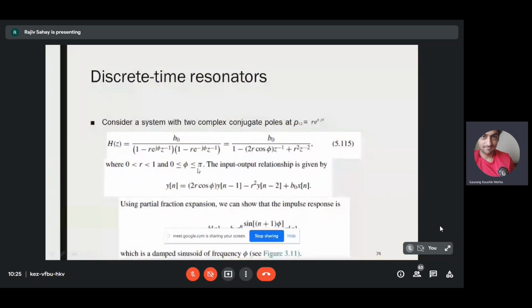For the input-output relationship, if you want to write a linear constant coefficient difference equation, you can write this as Y(z) by X(z), take the inverse z transform, and you can find that this is the difference equation.